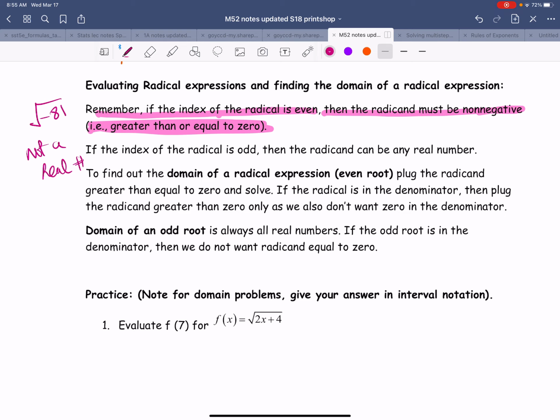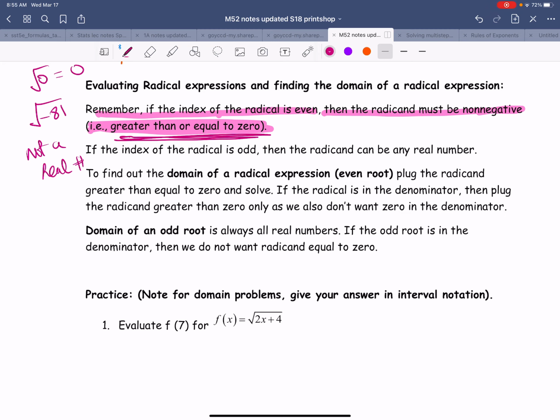So in order for us to have a real output, we need to make sure whatever is inside the even root, only the even root, like square root, fourth root, sixth root, radicand of an even root has to be either 0 or greater than 0. So greater than or equal to 0. If your radicand is 0, that's fine because square root of 0 is equal to 0, which is still a real number. So we want to make sure whatever is inside a square root or fourth root or sixth root or any even root is always greater than or equal to 0. If it's not, then your output will be not a real number.